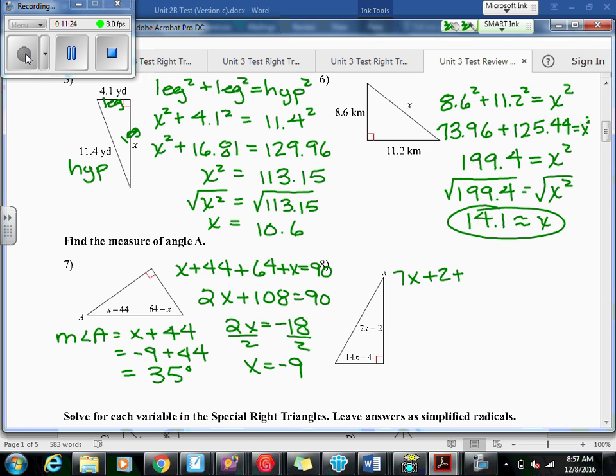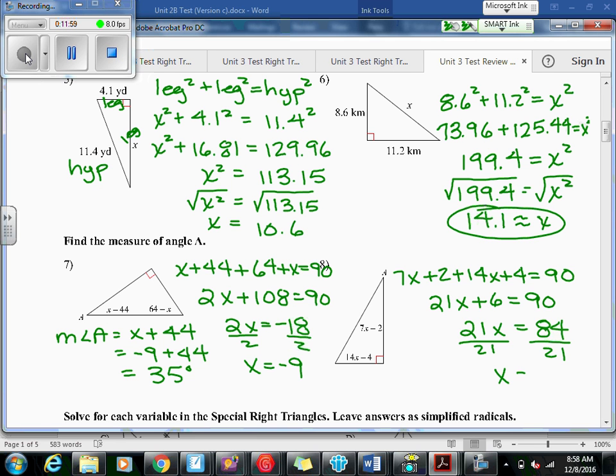plus 14x plus 4 equals 90. Now combine like terms. 7x plus 14x is 21x plus 6 equals 90. Subtract 6 from both sides. You get 21x equals 84. And then if I divide both sides by 21, x is equal to 4.